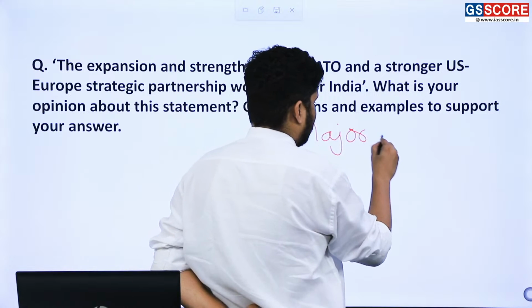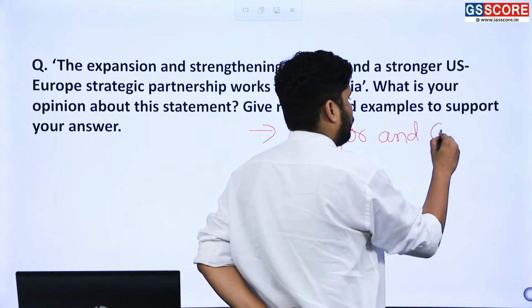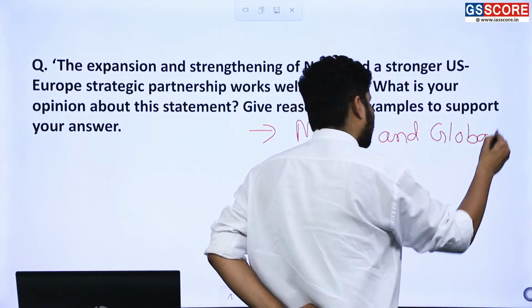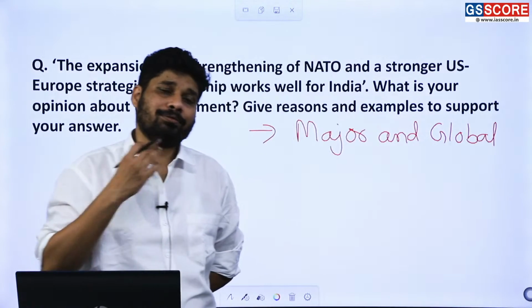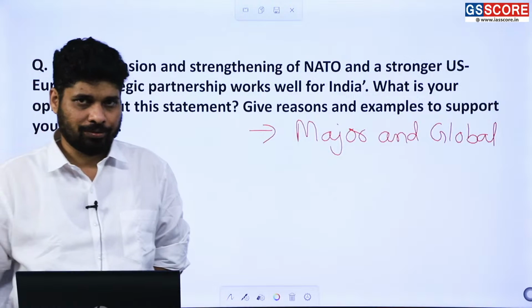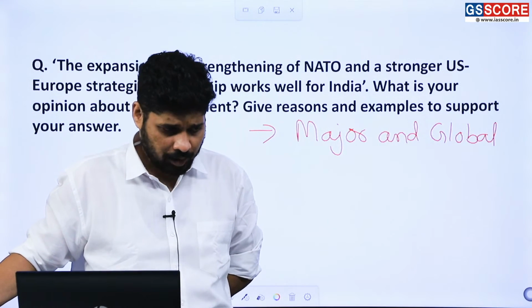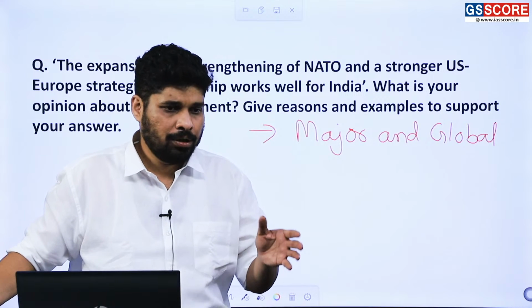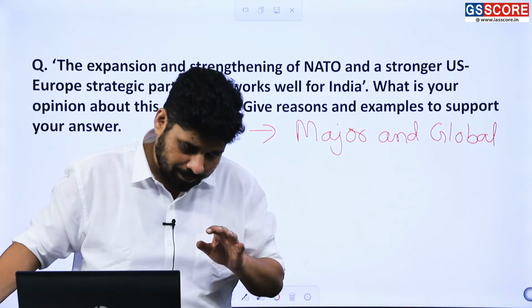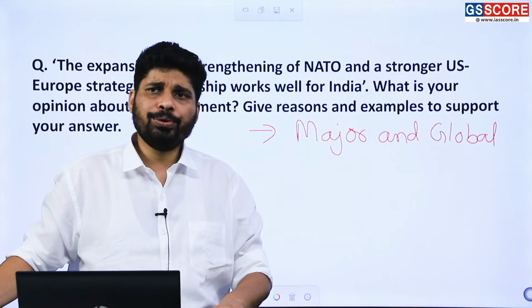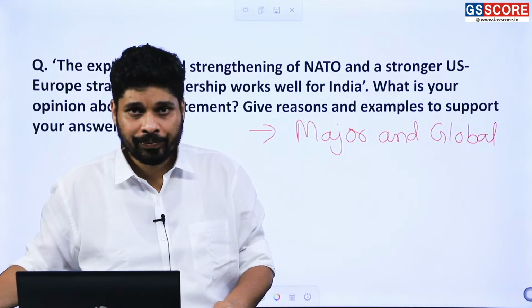For example, Russia. We cannot at this point of time ditch Russia. Russia is important to us, Russia was important to us, and Russia will be important to us. It will play an important role in our foreign policy. Just for the sake of getting close to NATO, we cannot do away with the benefits that we get from our strategic relations with Russia.